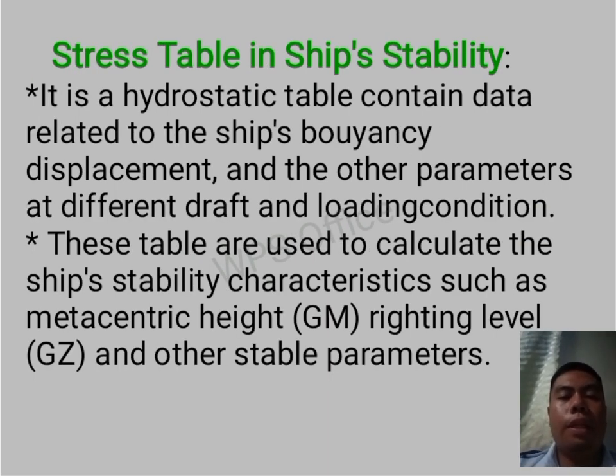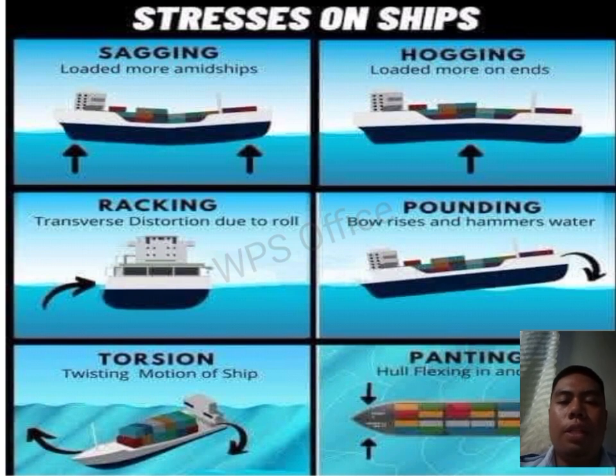Stress table in ship stability. It is a hydrostatic table containing data related to the ship's buoyancy, displacement, and other parameters at different drafts and loading conditions. These tables are used to calculate the ship's stability characteristics such as metacentric height, righting lever or GZ, and other stability parameters. The information in this table is crucial for determining the ship's stability in both intact and damaged conditions, as well as for assessing the effects of various loading scenarios.